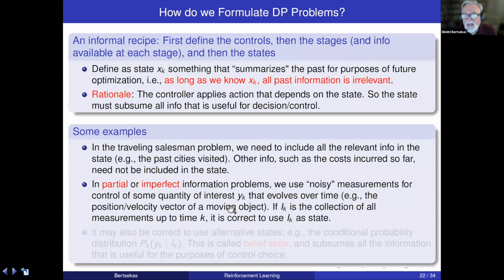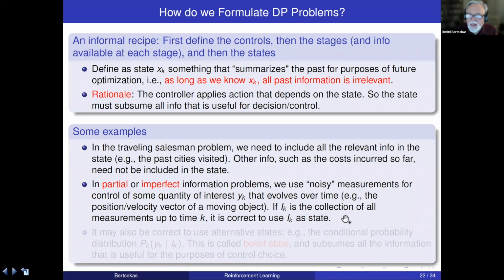Now, what do you pick as states in this context? Well, the state is something that summarizes all the past information that's useful for purposes of future optimization. So the entire collection of all the measurements that you have received up to time k is a legitimate state. It's correct to use that and write a corresponding dynamic programming formulation where the state is the state of information, so to speak. And it evolves over time with the addition of new measurements, and you can use it to apply controls.